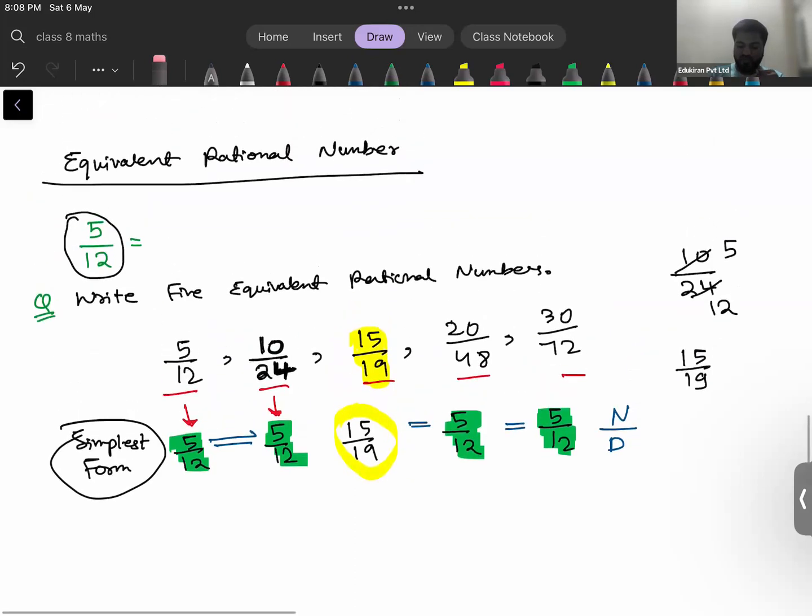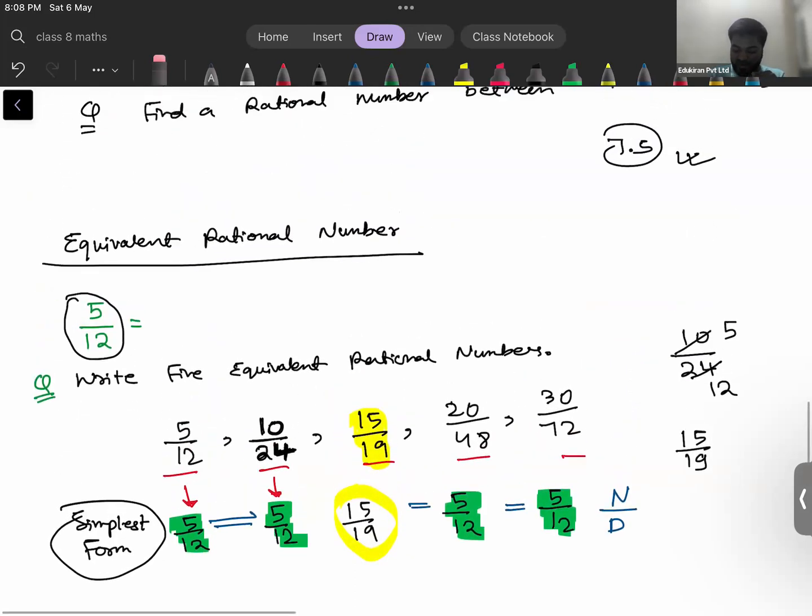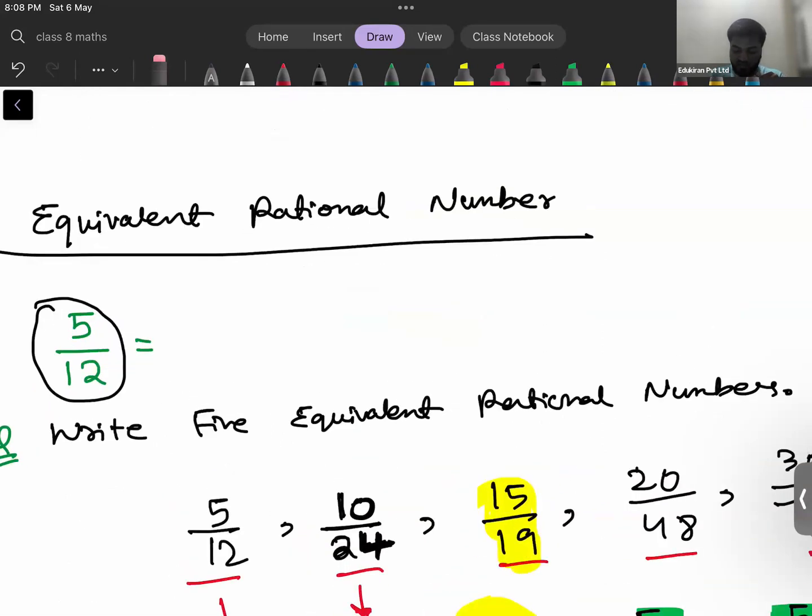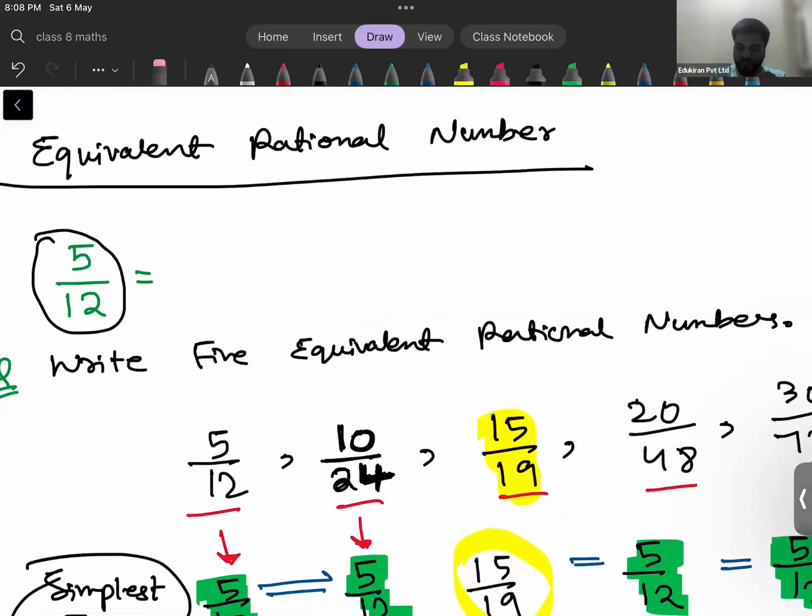So now, since you have revised the concept, you can simply write down the equivalent rational numbers here, right? Yes, sir. So in order to do that, you can simply multiply the numerator and denominator with the same number. That is, it could be 10 upon 24. In this case, we multiplied 5 and 12, both of them by 2, and we got 10 upon 24. Similarly, we can write any given number of equivalent rational numbers, 5 or 10 or 20, as many as required, right?